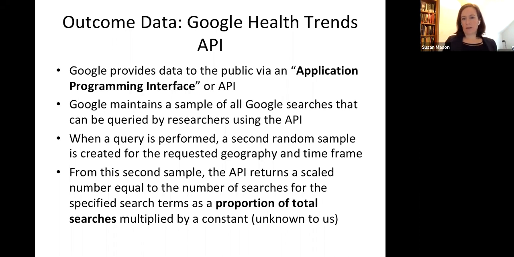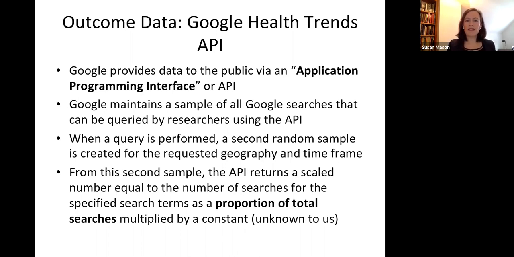Less simple was our outcome data. So for this, we used Google Health Trends, the Google Health Trends API. So in case you're not familiar with this, and I think many of us, I was not at all familiar with this when I started, I want to just tell you what this is.